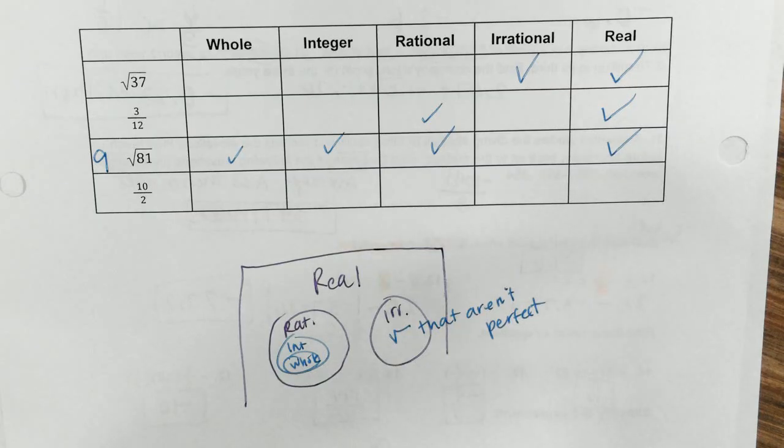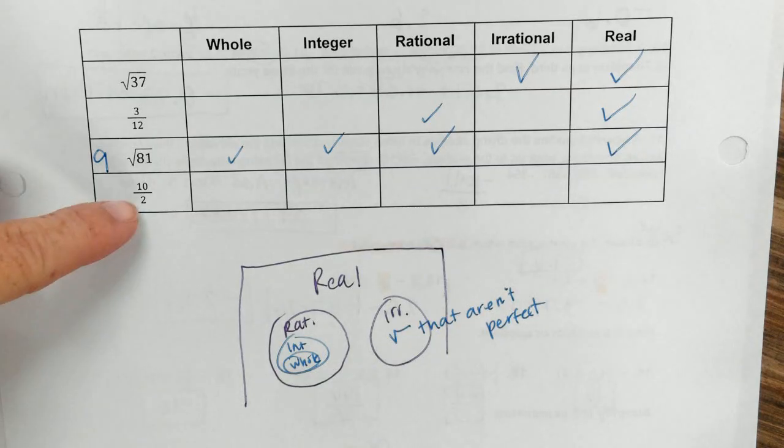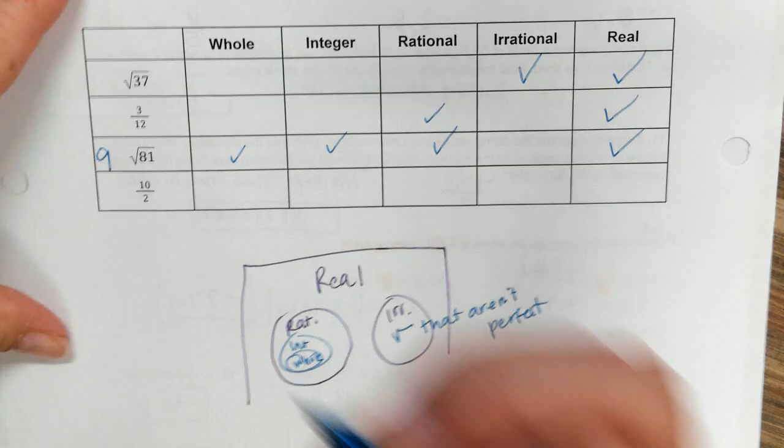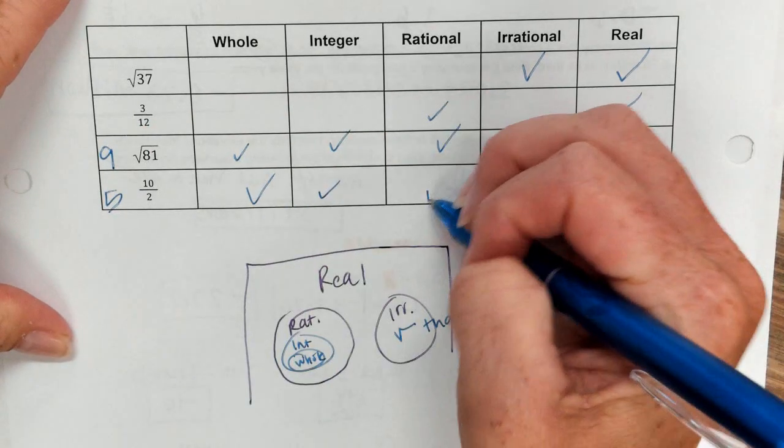And then pretend if this was a negative, it would be negative 5, because 10 halves is 5. So it would be integer, rational, real. But it's 5, so it's whole, integer, rational, real.